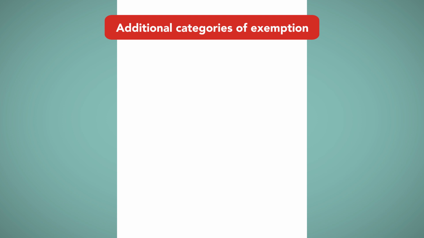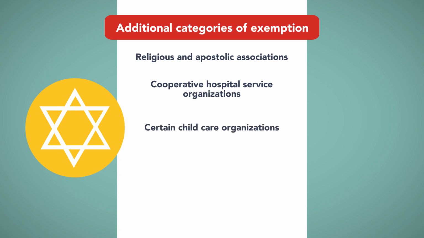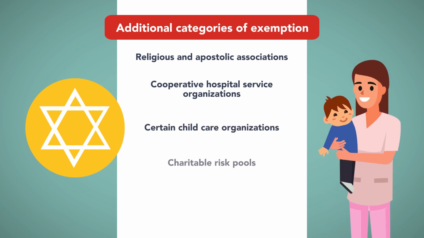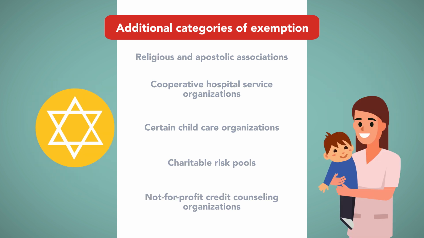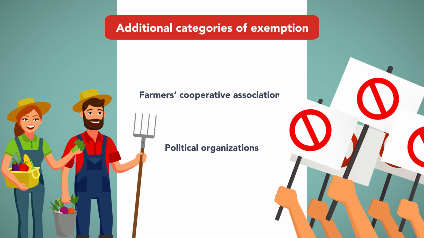Exempt status may also be available to religious and apostolic associations, cooperative hospital service organizations, certain child care organizations, charitable risk pools, and not-for-profit credit counseling organizations. Farmers' cooperative associations and political organizations may seek exempt status as well.